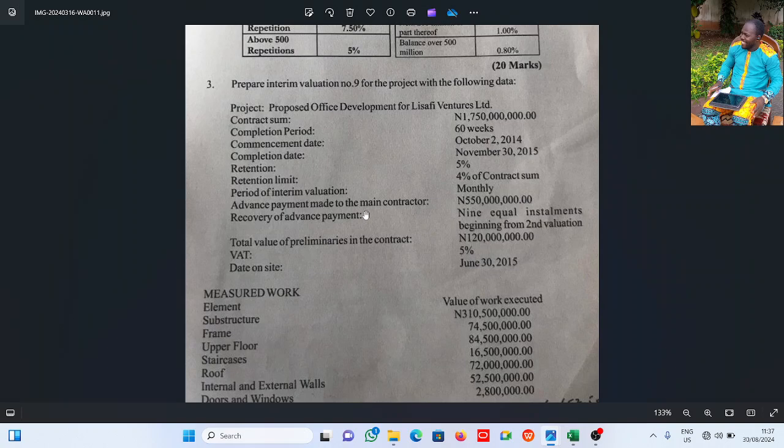Now, of course, we are told that advance payment made to the main contractor, 550 million. Recovery of advance payment is in 9 equal installments, right? 9 equal installments beginning from second valuation.